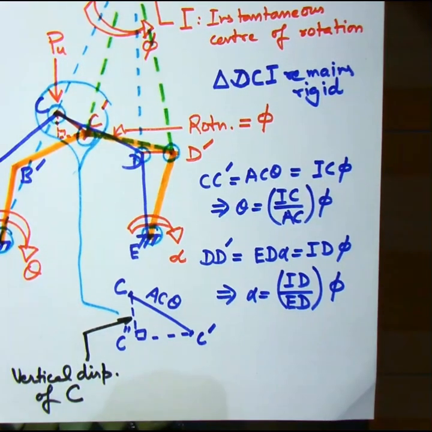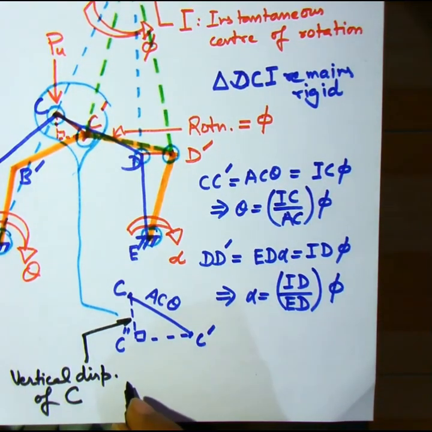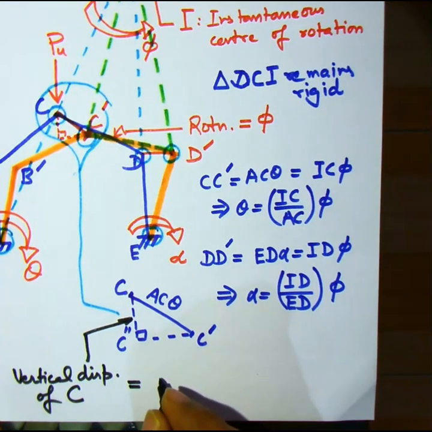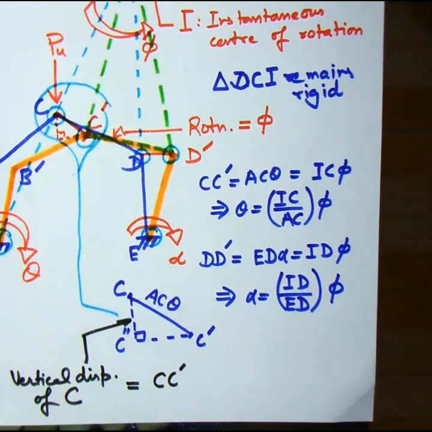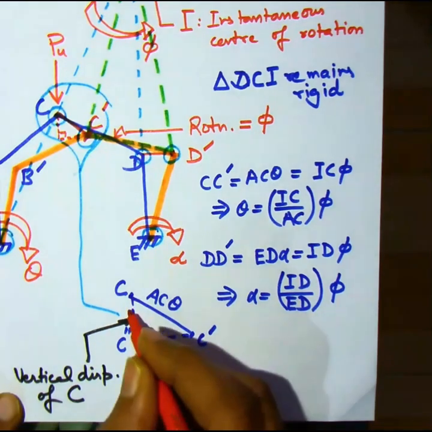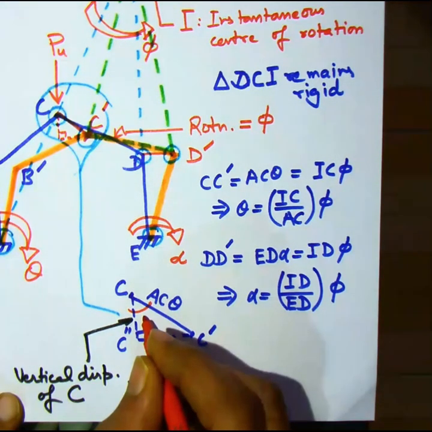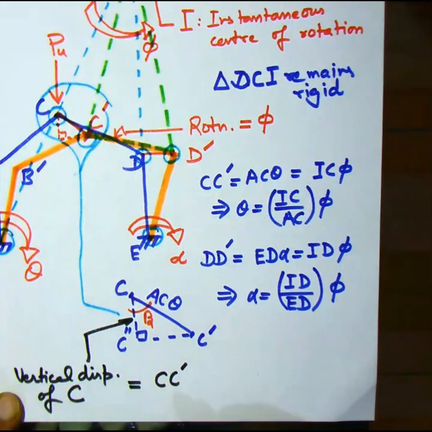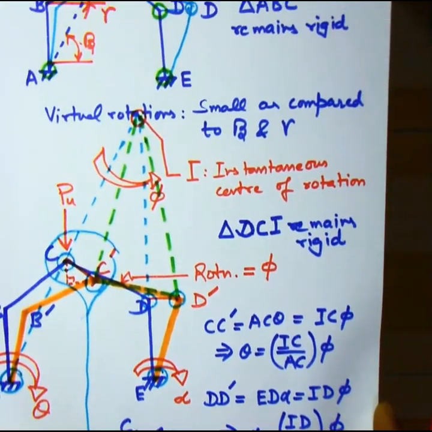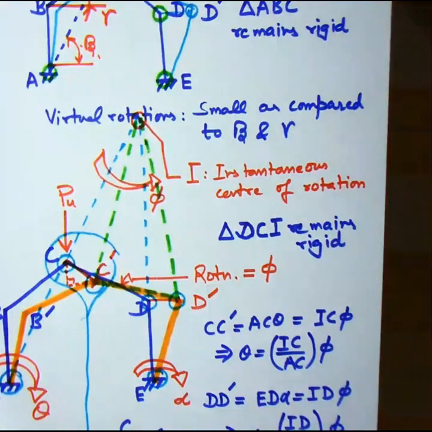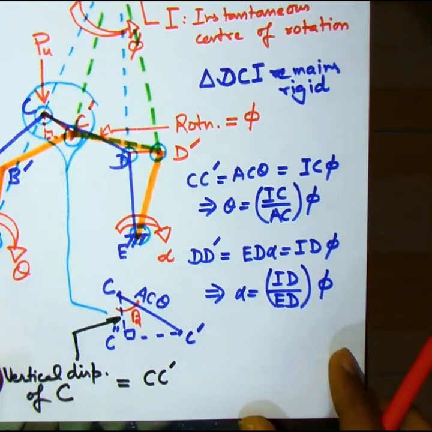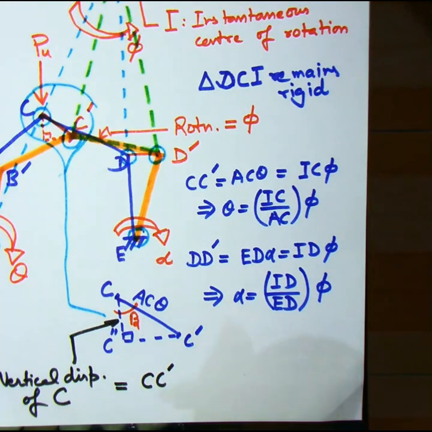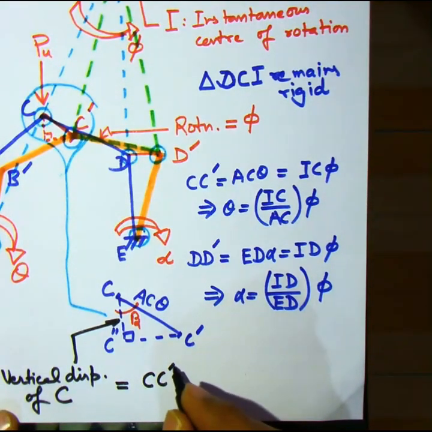Now the vertical displacement undergone by the load PU is C double dash. Now we can express this also in terms of theta and hence in terms of phi once we use the trigonometry in triangle C dash C double dash. So this angle at vertex C is equal to beta, which is the angle which BC makes with horizontal, because the displacement CC dash is normal to BC. So this angle with the vertical as shown here will be beta.